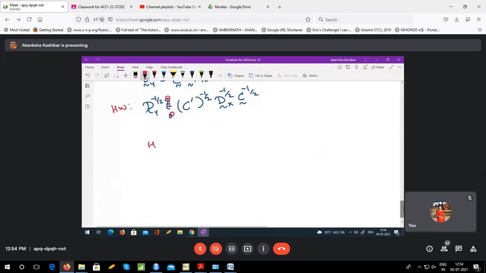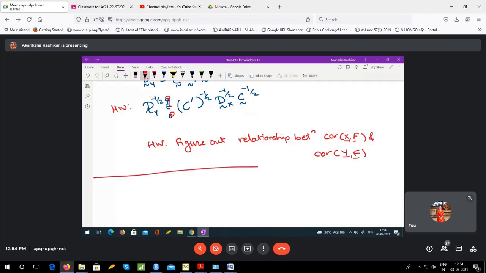So homework is to figure out the relationship between correlation of X and F and correlation of Y and F. F is same at both the places. And for that you are going to need this, which you'll do.